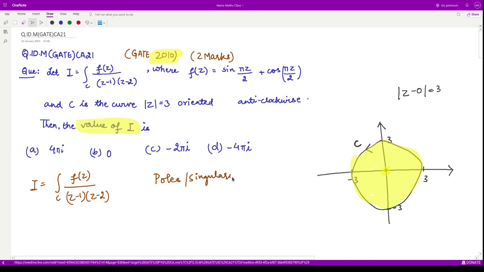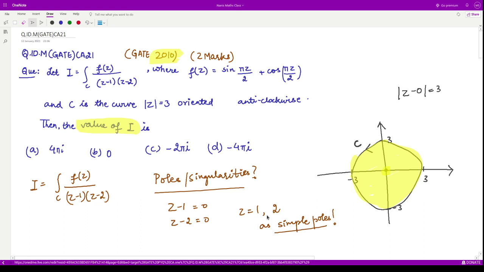So in order to calculate these, we should substitute the values in the denominator equal to 0. So from here we have z is equal to 1 and z is equal to 2 as simple poles. Simple pole means the order of these poles is equal to 1. Moreover, this function f(z) does not create any problem because it does not become infinity at any point, because the functions sine and cos are bounded functions.